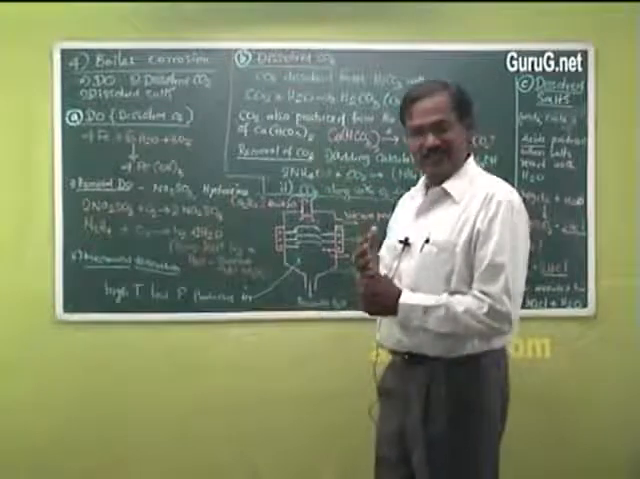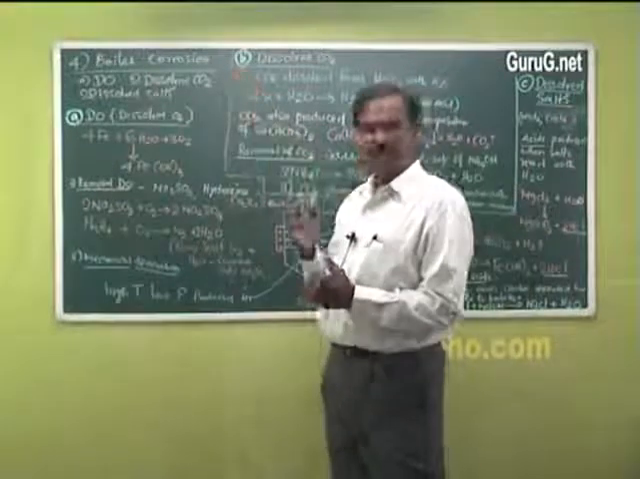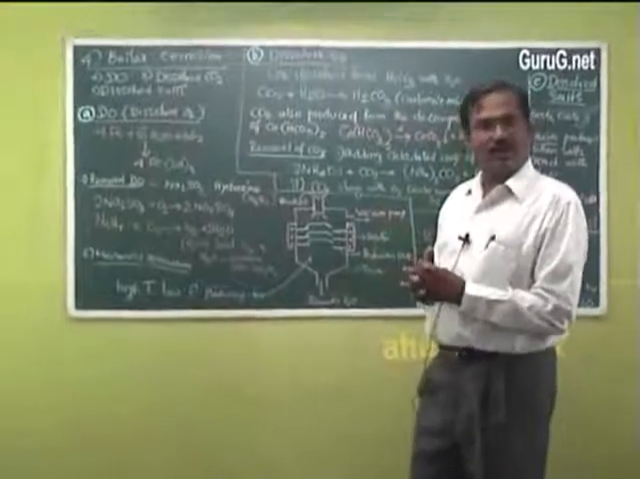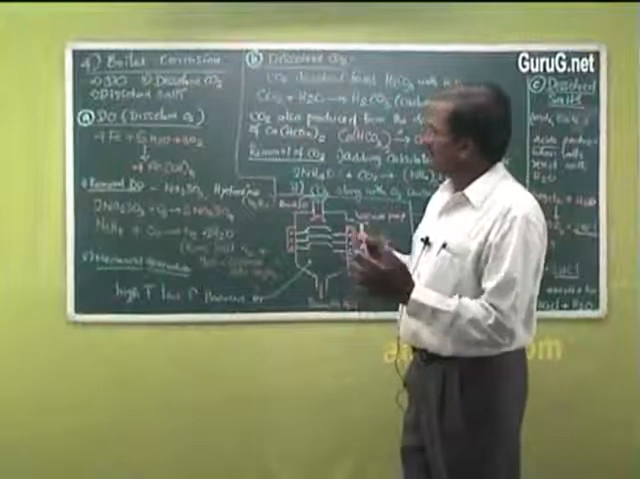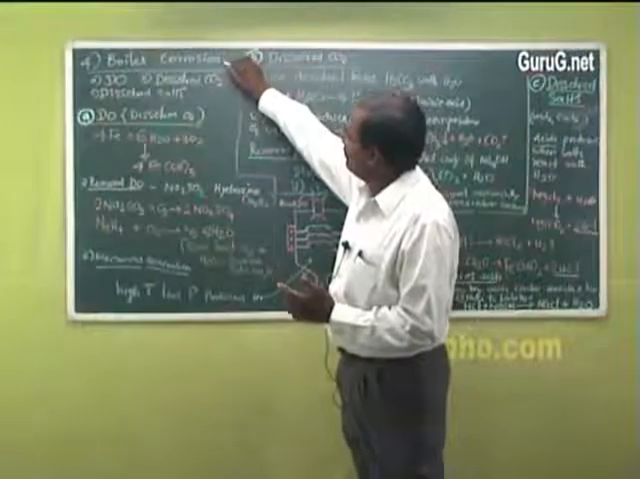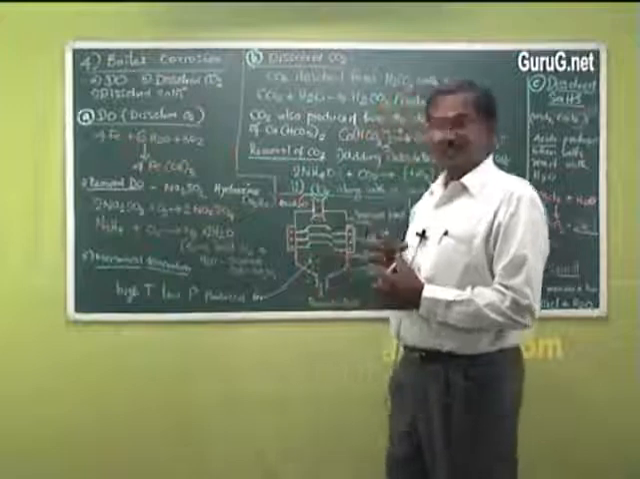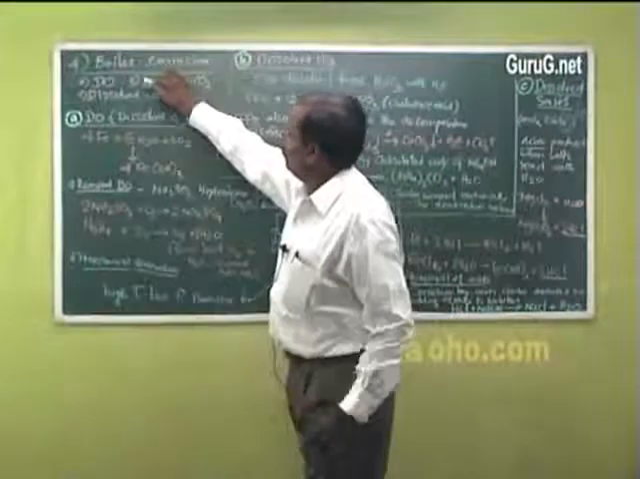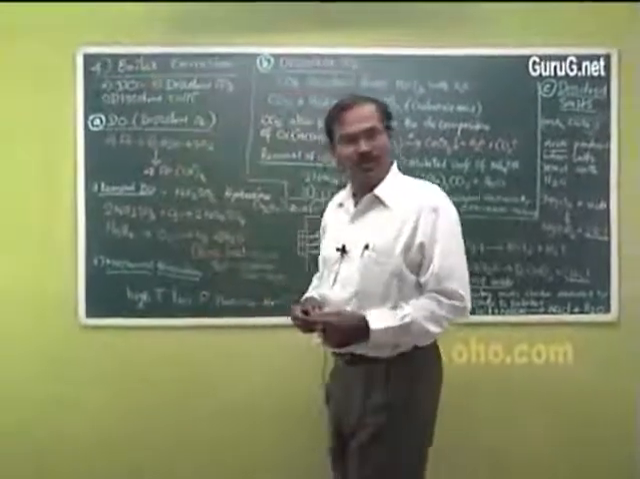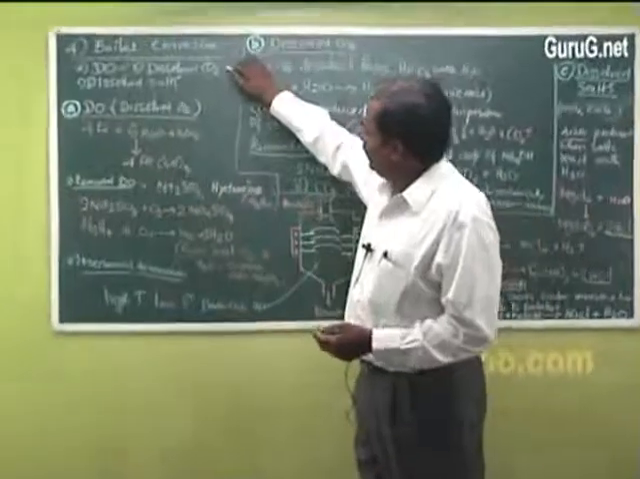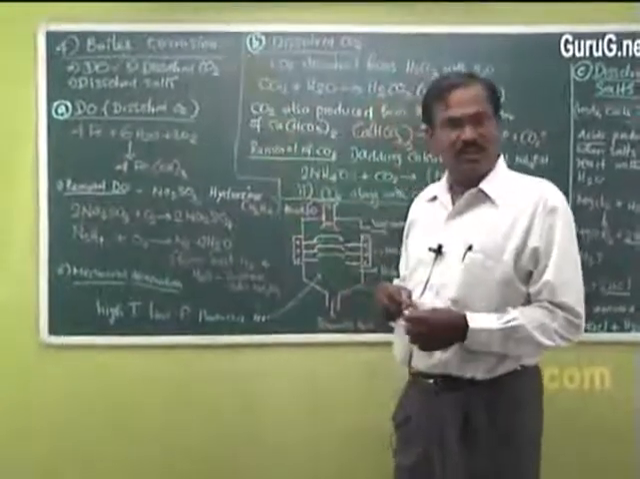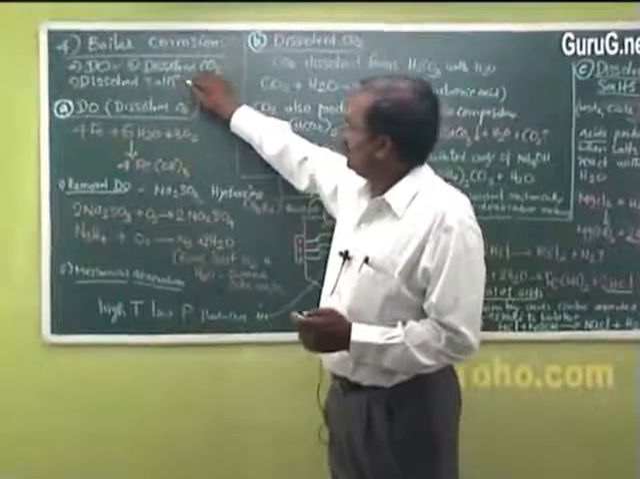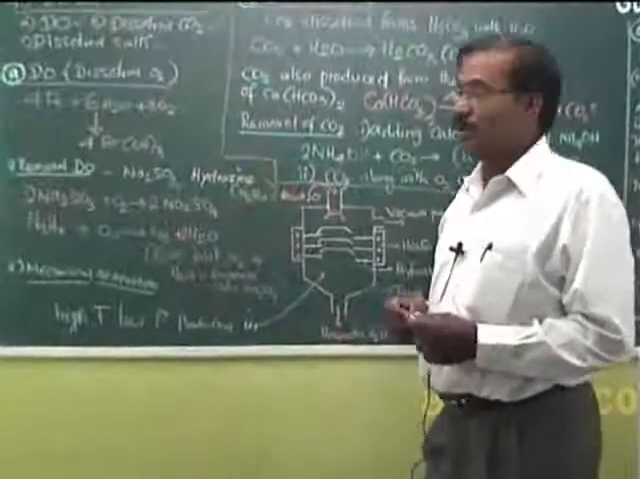So we have so far discussed 3 problems. The 4th one is boiler corrosion. When you are using hot water as boiler feed water, the boiler may get corroded. So what are the reasons, or the responsible constituents, causing corrosion to the boiler? One is DO, dissolved oxygen, and the other is dissolved carbon dioxide. These 2 dissolved gases. Besides, dissolved solids are also responsible for boiler corrosion.